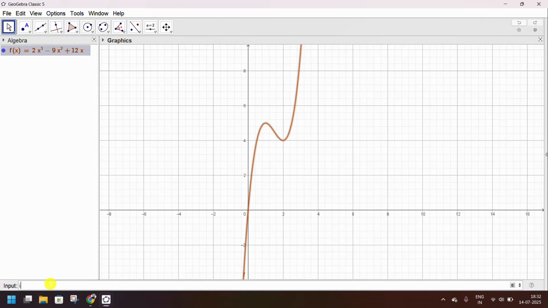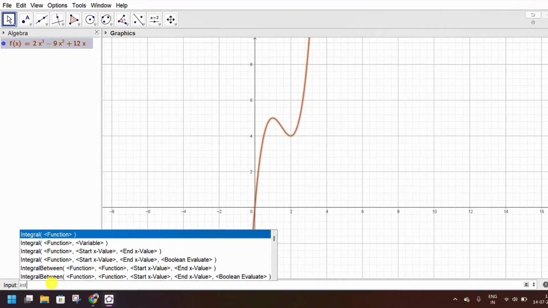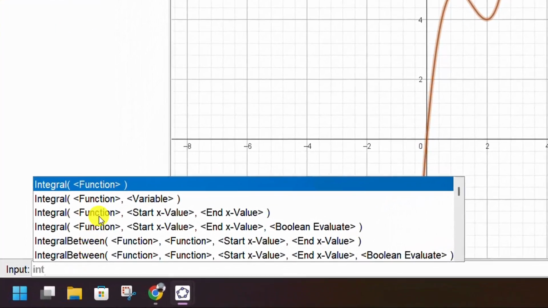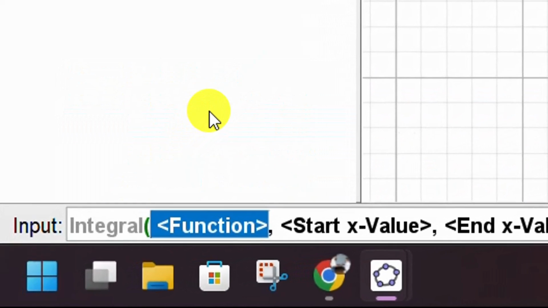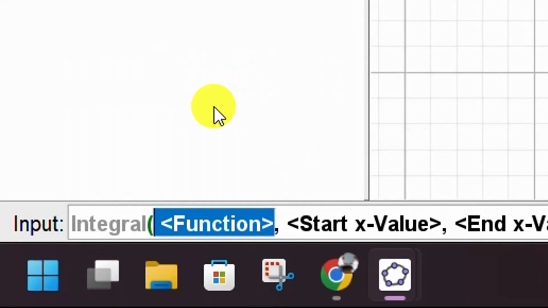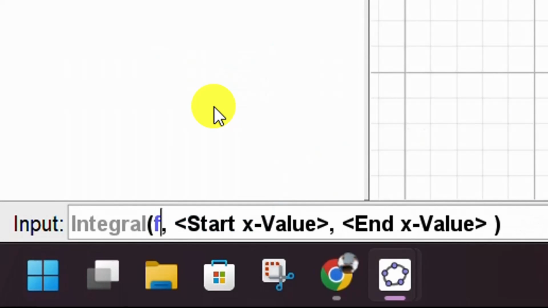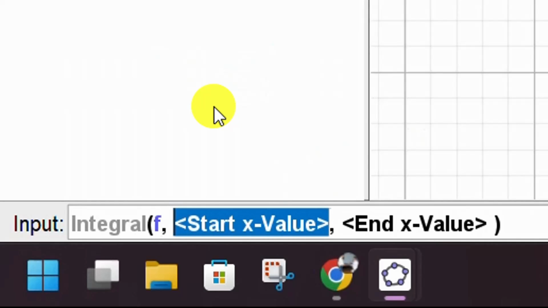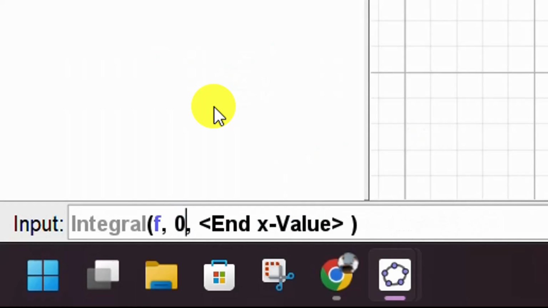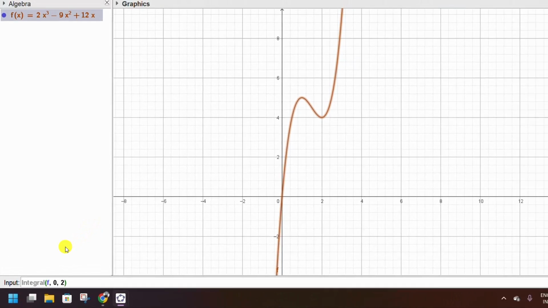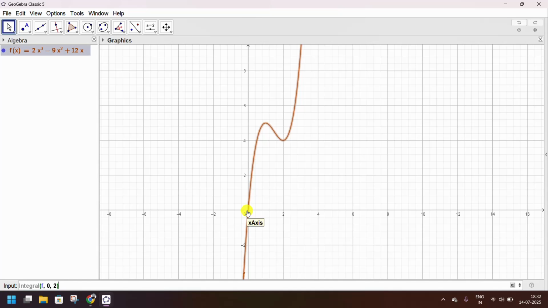Then we'll use the function, that is integral. So go over here. Function is f or fx. Right arrow. We'll consider 0 as the starting point and 2 as the end point, as you can see. So we have considered this 0 as the starting point and this 2 as the end point, and f stands for the function fx. So this particular function is 2x cube minus 9x squared plus 12x.